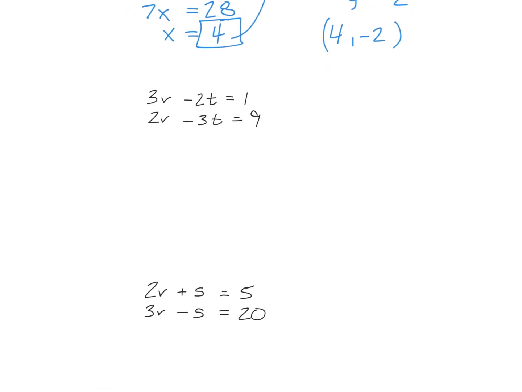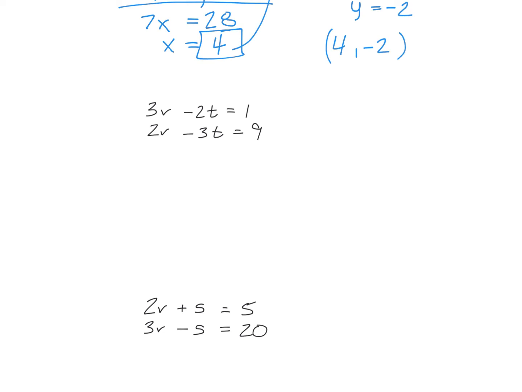Now in this example, there isn't really an easy way of doing this by just one multiplication. So in this case, if I want to eliminate r, I can multiply the top by 2, realizing that's going to give me 6r. And then I'd have to multiply the second one by a -3, which is going to give me the negative 6r.